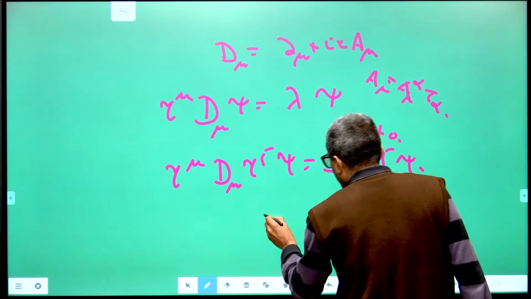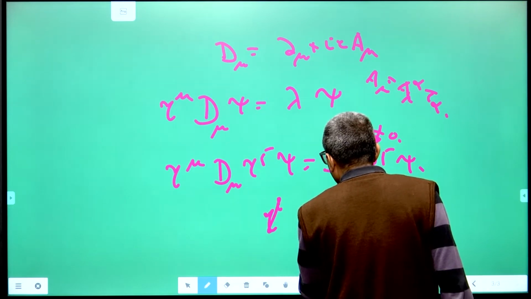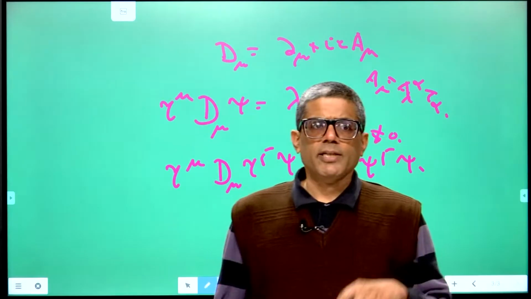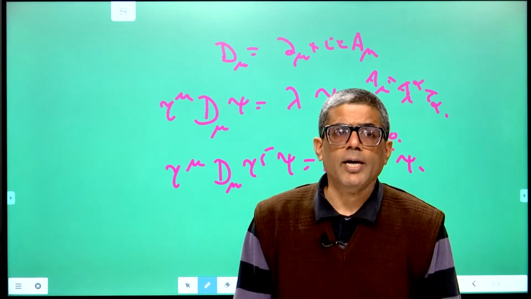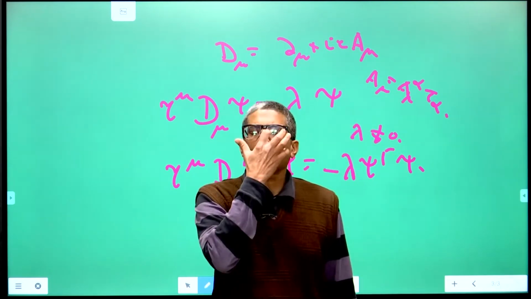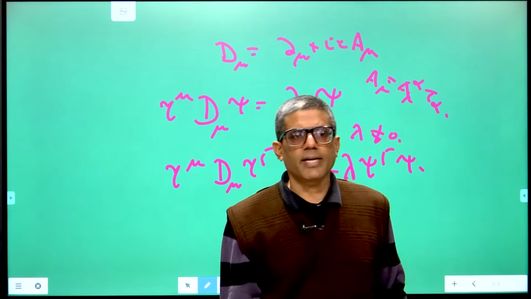That means if psi is an eigenfunction of the Dirac operator with a non-zero eigenvalue lambda, then gamma 5 psi is also an eigenfunction of the Dirac operator, but with an eigenvalue of minus lambda.